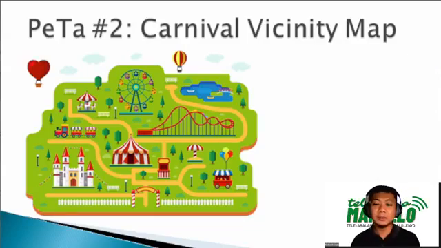And you will be a member of the city planning team. Your job is to create the vicinity map to show the location of the carnival. The vicinity map you will create will be put at the back of the flyers to be distributed 1 week before the opening of the carnival. That is a nice presentation.